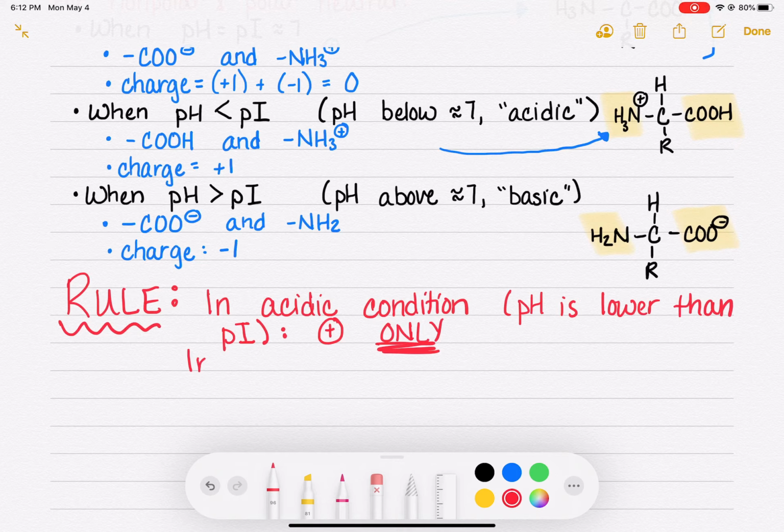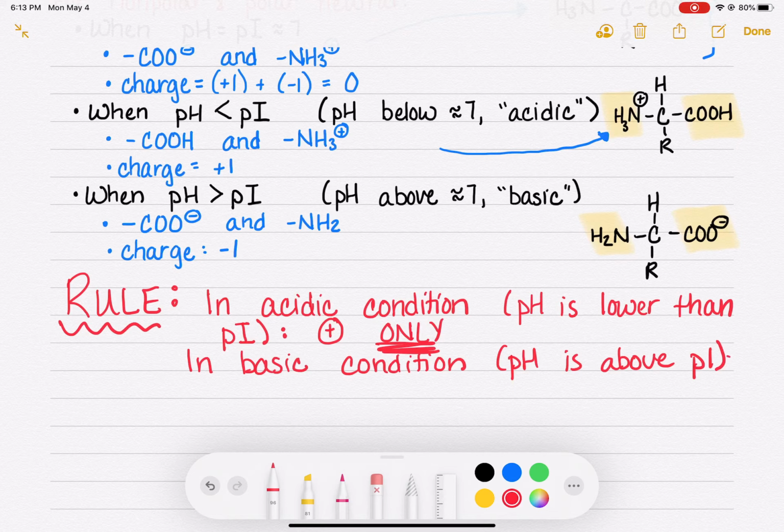And the opposite is true. In basic conditions, and this is where the pH is above the PI, or greater than the PI, in that situation, we have negative charges only. So we're never, ever going to see positive charges under basic conditions.